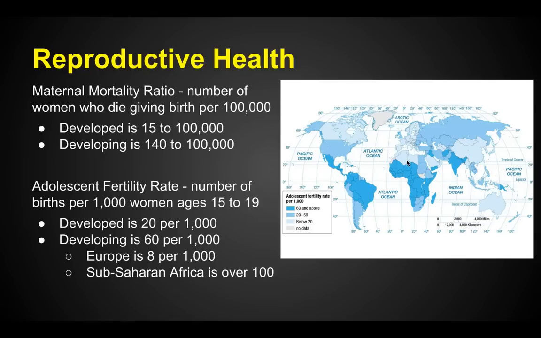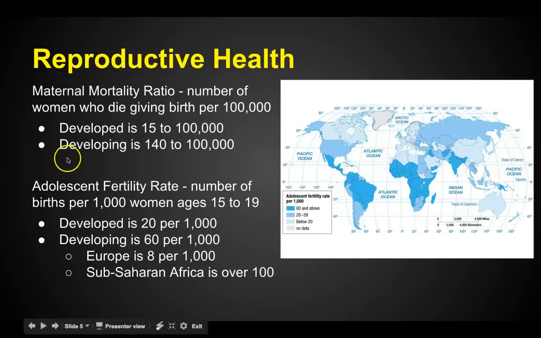Reproductive health. We look at the maternal mortality ratio. This is the number of women who die giving birth per 100,000. In developed countries, you'll see 15 women out of 100,000 that will die in giving birth.